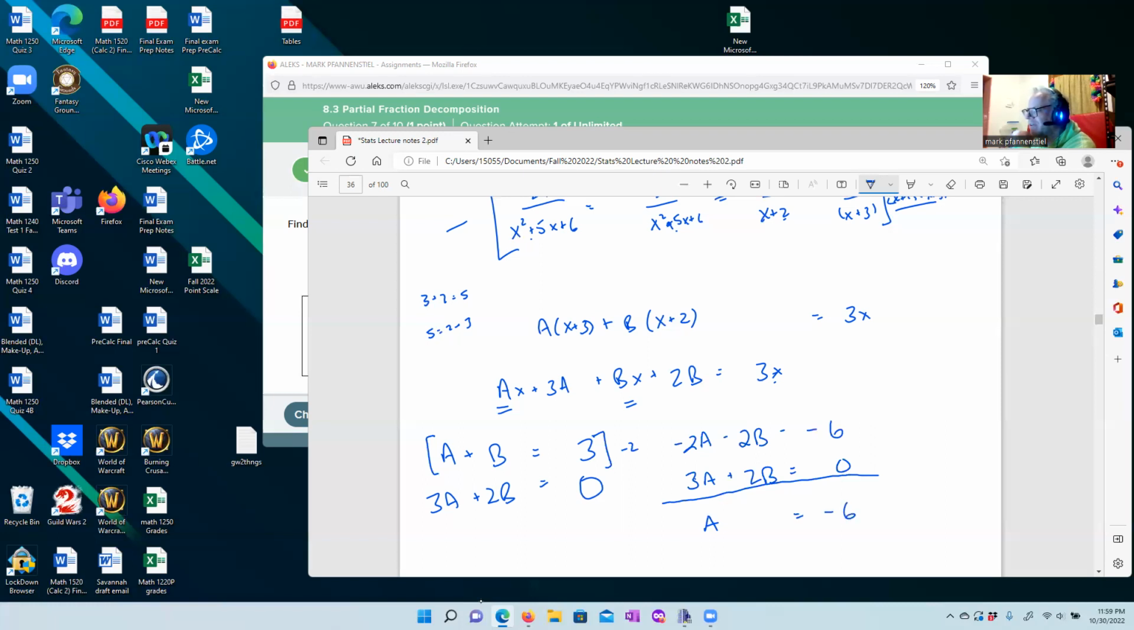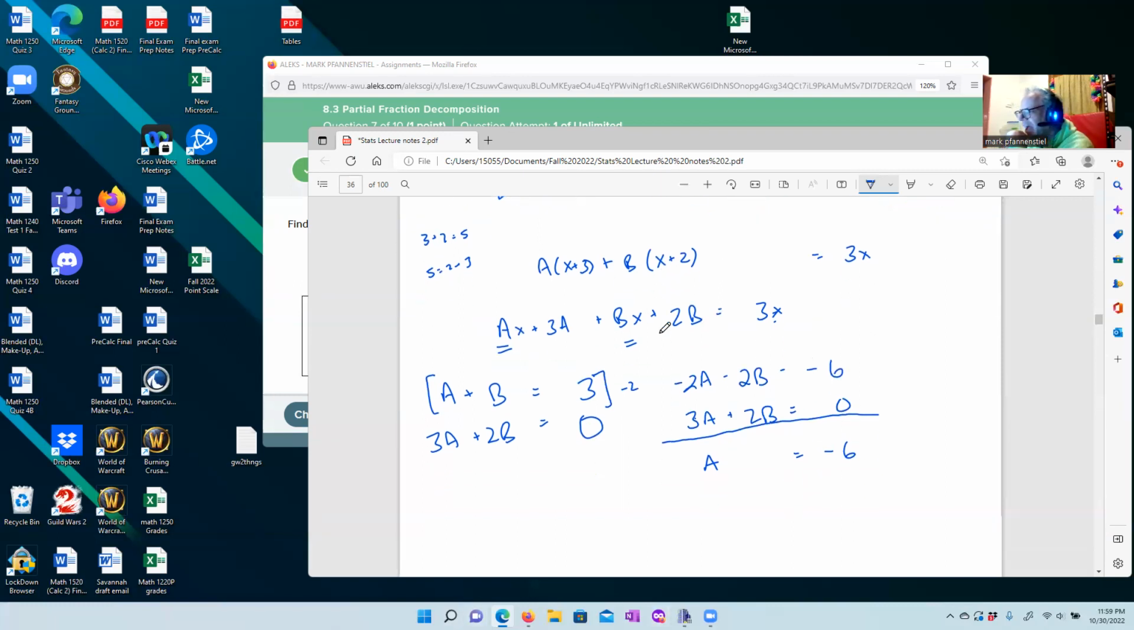Hey, what do you know? A is equal to negative 6. Right? So here we have negative 6 plus B is equal to 3. Add 6 to both sides, and we end up with B is equal to 9. Okay, so we can go ahead and say, I think that looks pretty good.